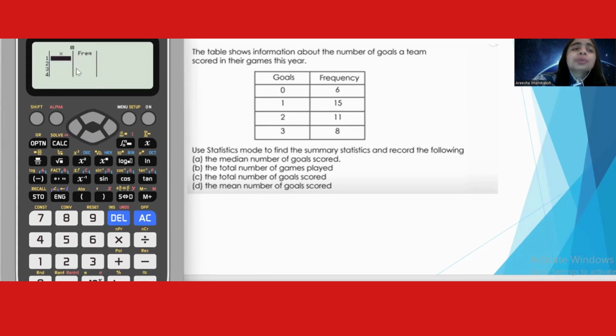Now, most of you won't be getting frequency in your calculator. So for that, what do you do? You go to shift setup, statistics, and then it gives frequency 1 on, 2 off. So you press 1 and make it on. Let's add these values 1, 2, 3. 6, 15, 11, 8.